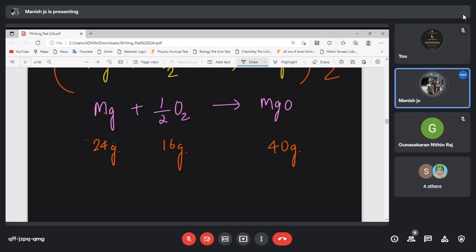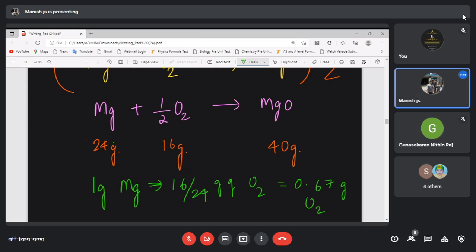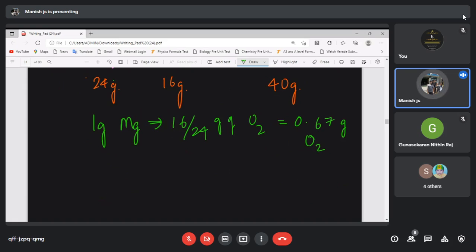This is what the equation is telling. Now 1 gram of magnesium is going to react with how much oxygen? 16 by 24. So 1 gram of magnesium will require 16 by 24 grams of O2, which is how much? When you convert the decimal, it is 0.66, so approximately 0.67 grams of oxygen. So we are trying to get a relationship.